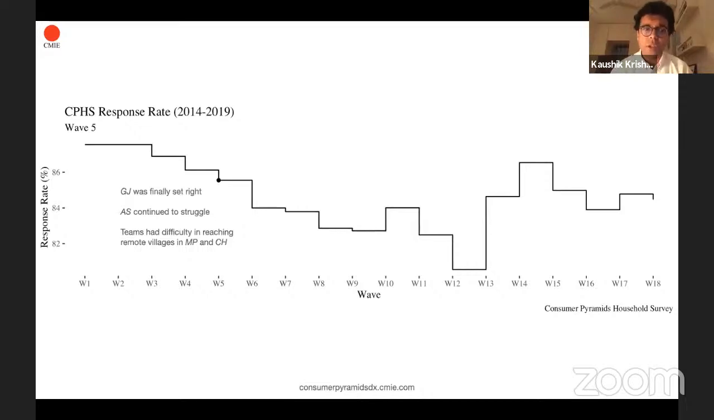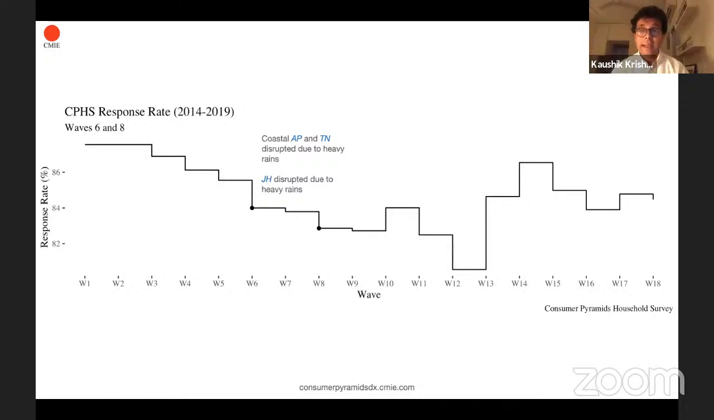In wave 5, Gujarat was finally set right. Assam continued to struggle, and we had a new set of challenges in Madhya Pradesh and Chhattisgarh, where teams had a lot of difficulty in reaching remote locations and some of the very rural areas. Wave 6 and 8 is where you start to see what I like to call acts of God. Things that we really couldn't do anything about. So coastal Andhra Pradesh and Tamil Nadu were disrupted due to very heavy rainfall. There was also very heavy rain in Jharkhand, that made accessing inner areas, rural areas, remote areas quite difficult for us between wave 6 and 8.